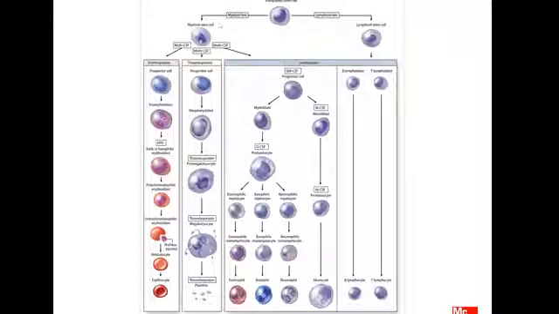While the myeloid stem cell divides into three differentiated cells to form erythrocytes, platelets, granulocytes, and monocytes.